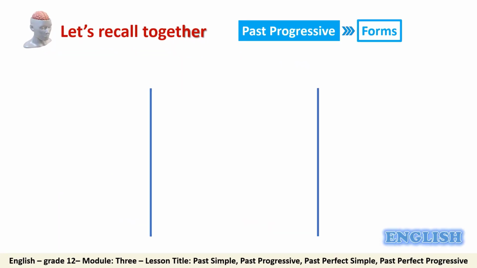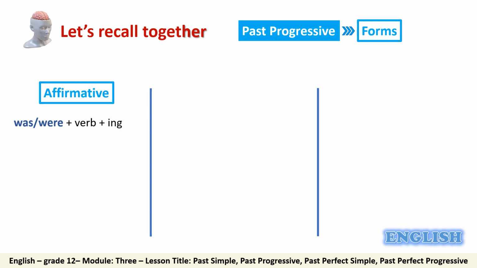Now we deal with the forms of the past progressive. So we start with the affirmative form. We make it by using was for the pronouns I, he, she, and it, and were for the pronouns we, you, and they. And we add ing to the verb, like he was traveling, they were traveling.